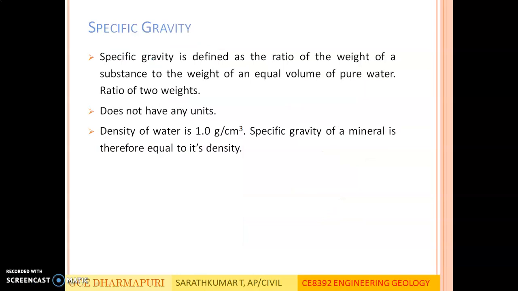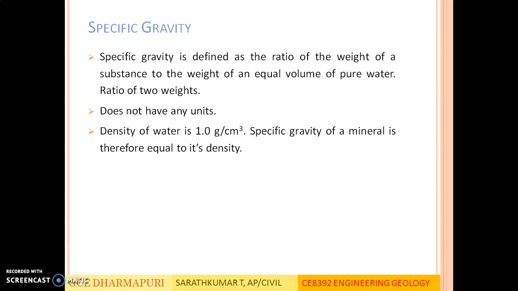So the next one is specific gravity. It is very similar to density. It also describes how heavy the mineral feels. Specific gravity is defined as the ratio of the weight of a substance to the weight of an equal volume of pure water, a ratio of two weights.